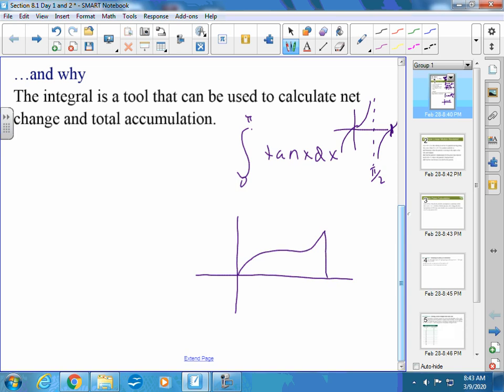So area leads to volume. This is more section 8.3. We have to do 8.1 and 8.2 first, okay? So that's where we're going with it. So why is it important to find the area underneath a curve? Because that area is then going to get rotated and become a volume of something.